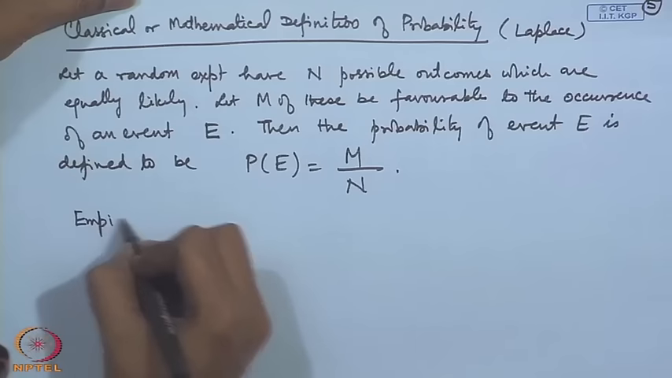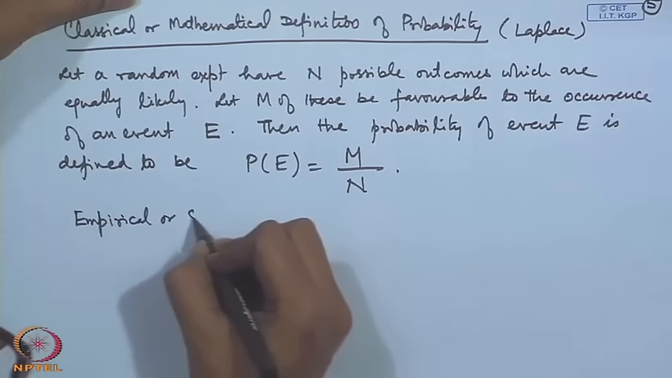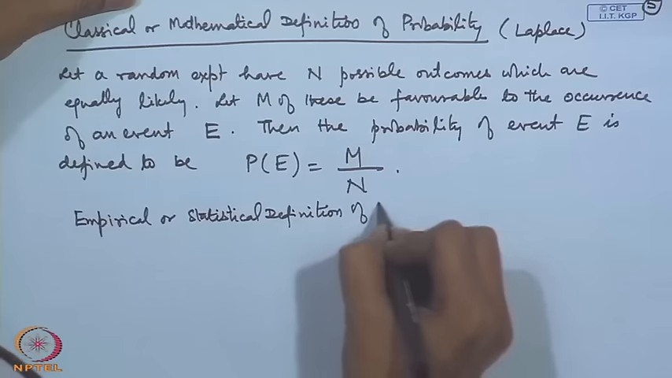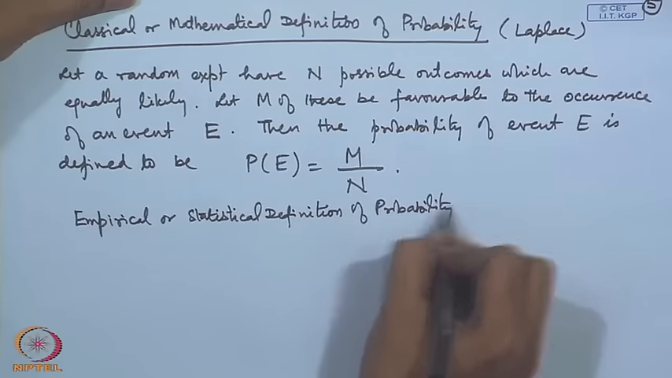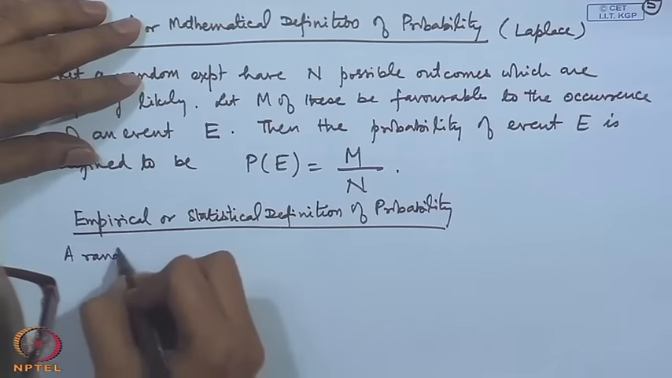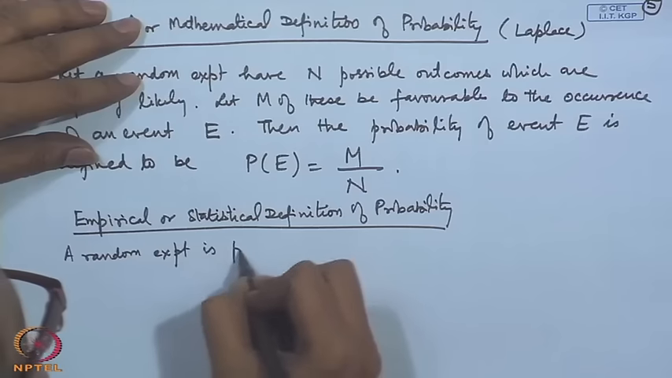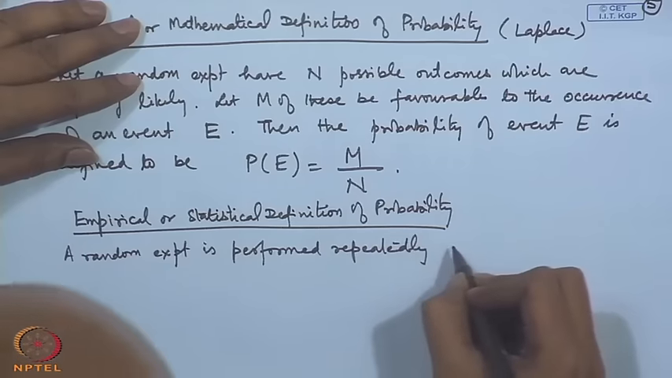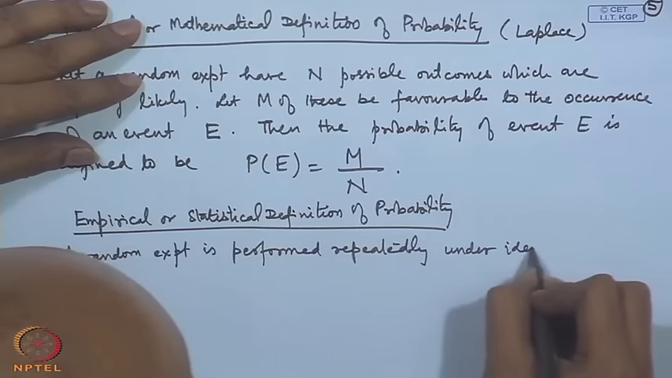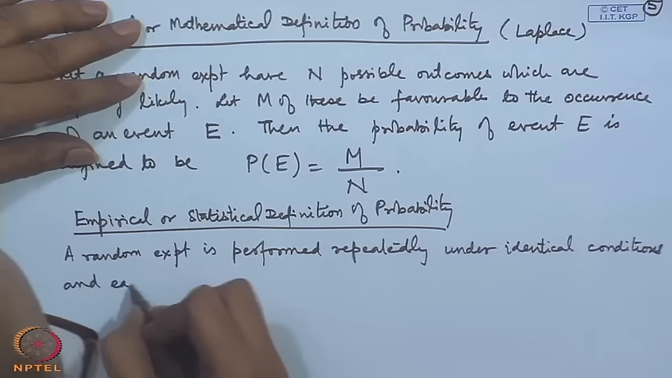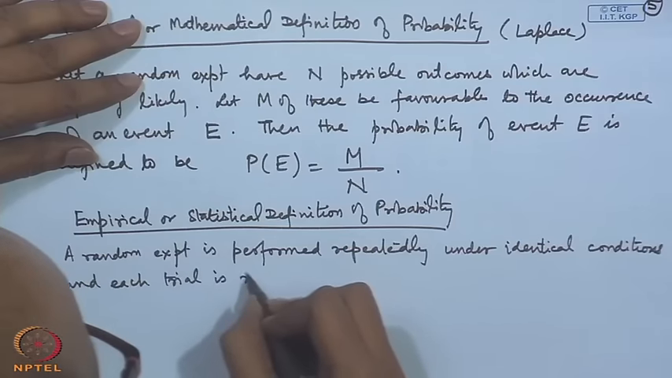So, I will just write this here now: the empirical, or we can also say statistical, definition of probability. If a random experiment is performed repeatedly under identical conditions and each trial is independent of others.